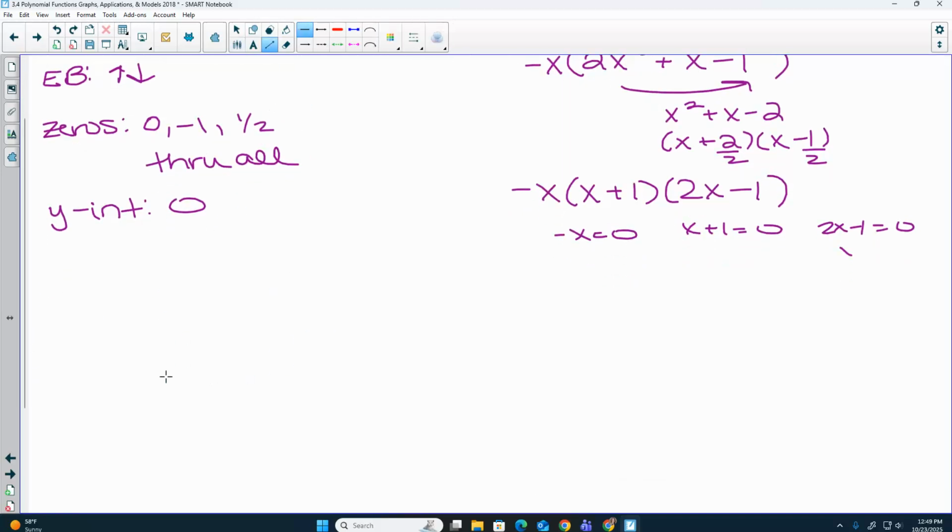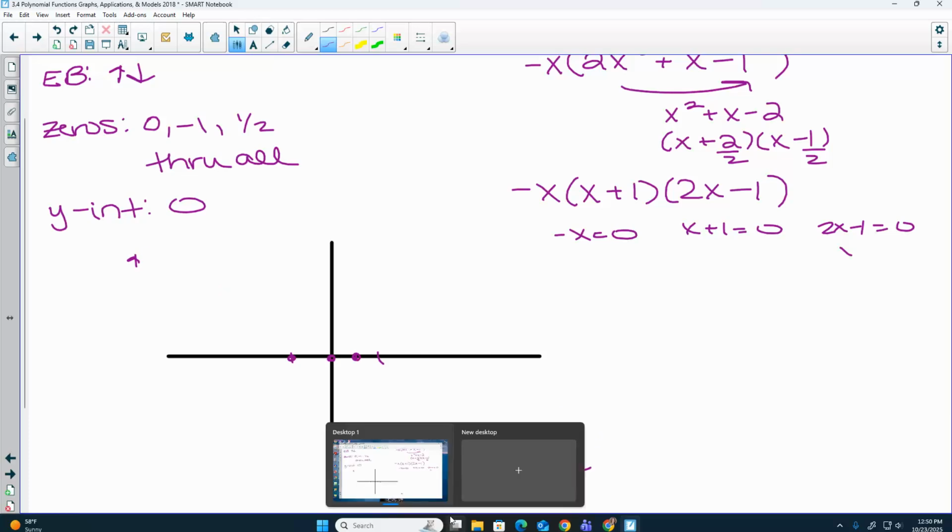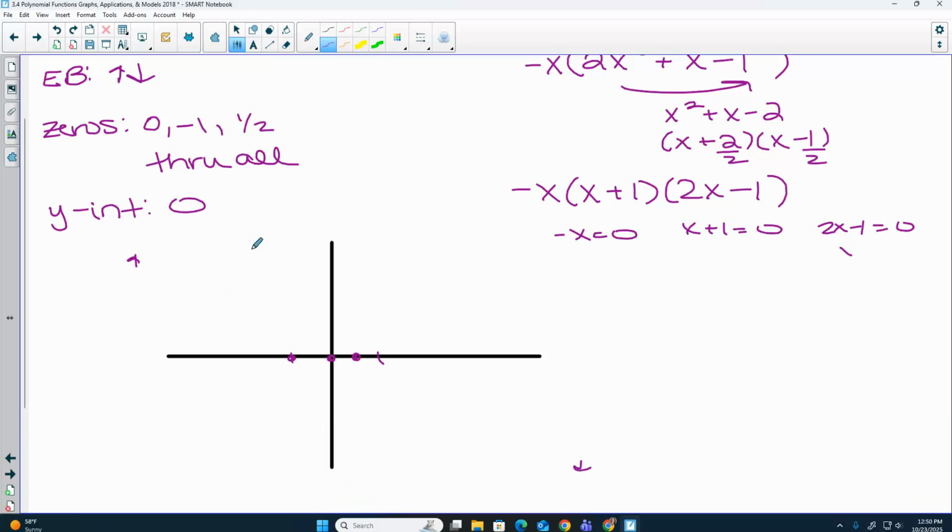So now we graph it. I hit my x-axis at 0, negative 1, positive 1/2. And the behavior should start up here and end down here. I draw it, starting up here. We're going through the zeros, so I get to my point on the x-axis, go through it, hit my next one, go through, hit the next one, go through. And so my end behavior matches.